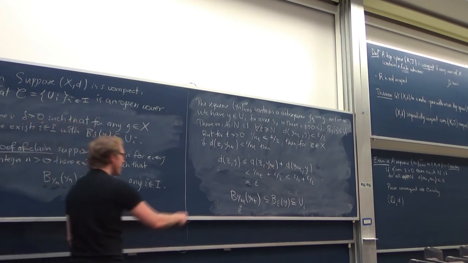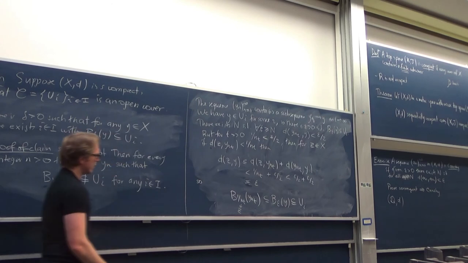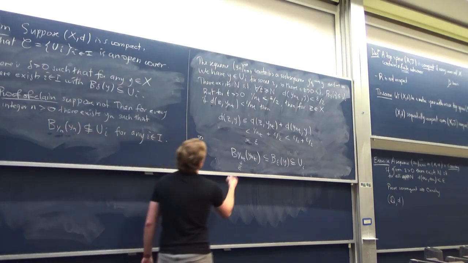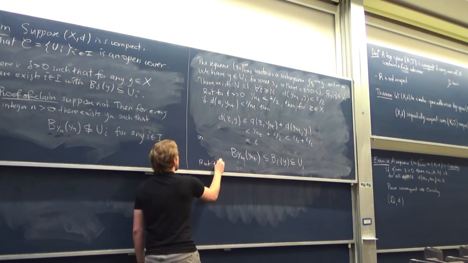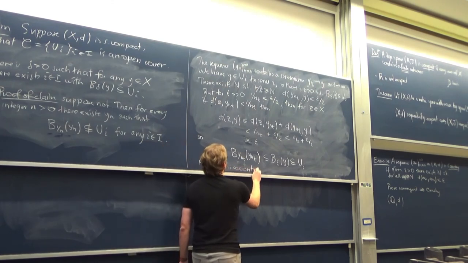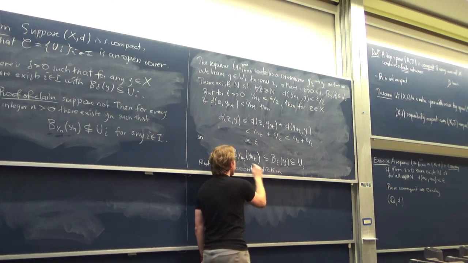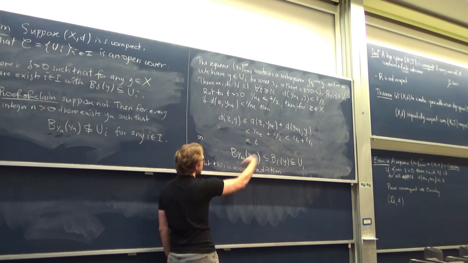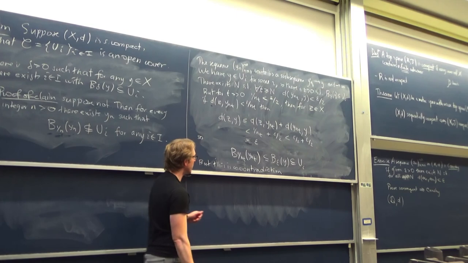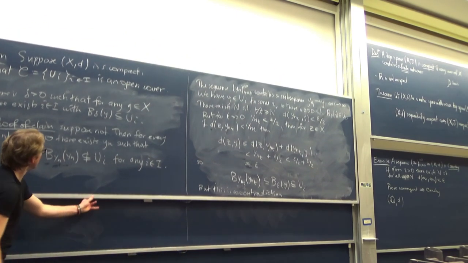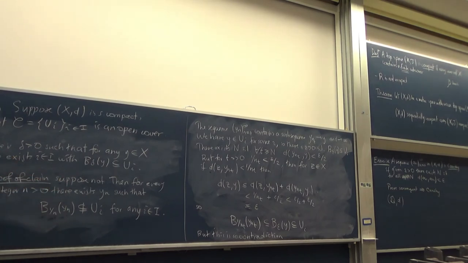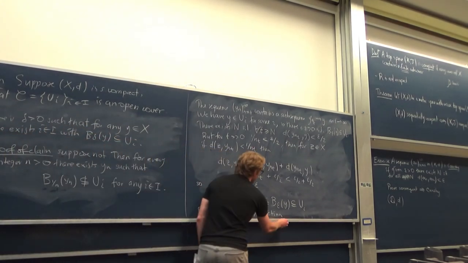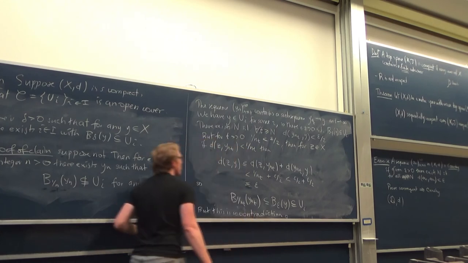Okay, so that arranges this inclusion. There can't be a single index n, let alone n_t, such that this ball is contained in any U_i, but I've constructed it for sufficiently large t's to produce such integers n_t. And that's impossible. So it must contradict the original hypothesis that there was no such delta. So that's the proof of the claim. So the proof of the theorem is ongoing.